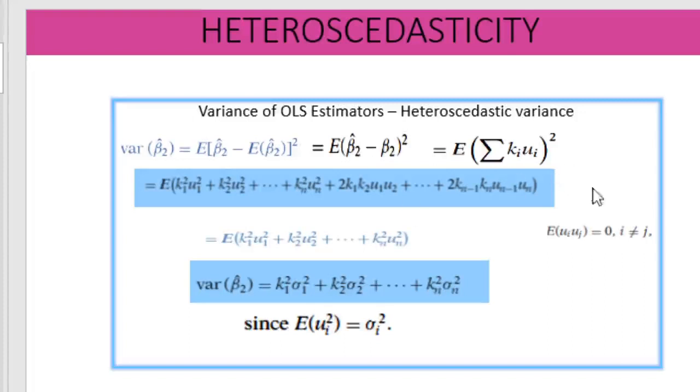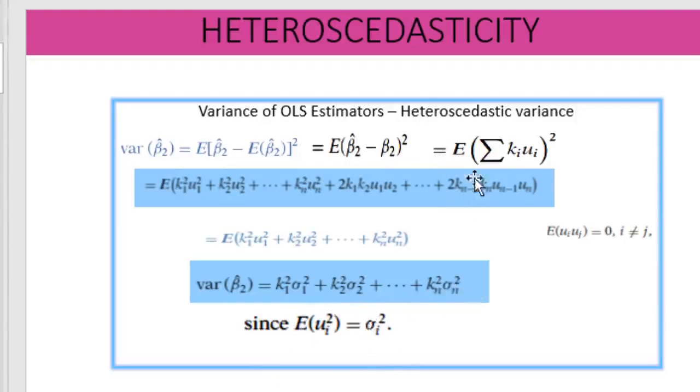Now let us see the variance of the estimates when the heteroscedastic variance assumption is followed. Variance of beta 2 cap equal to expected value of beta 2 cap minus expected value of beta 2 cap, the whole square. This can be written like this, and finally we will get this equation the same way, and this can be explained like this. Here variance of beta 2 cap equals k1 square sigma 1 square plus k2 square sigma 2 square plus kn square sigma n square.